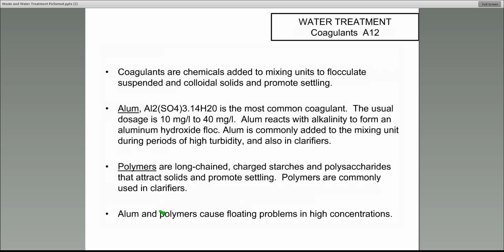Some of the chemicals that are used to correct the problem is alum, and I think I mentioned to you, during periods of high turbidity, you would add alum to the mixing unit or to a wastewater treatment plant if you want settling. So alum promotes settling. You add that to clarifiers. Long-chain polymers are added to clarifiers to promote settling, and sometimes they work a little bit better than alum.